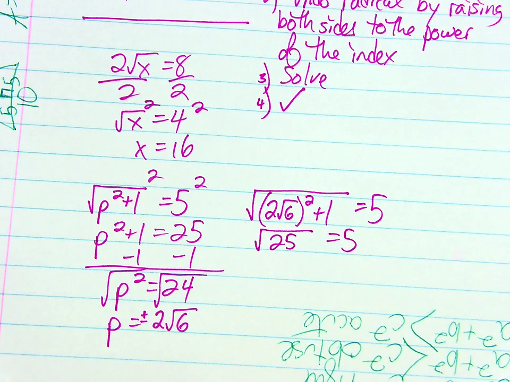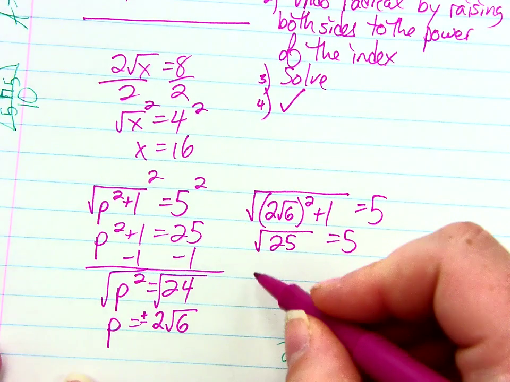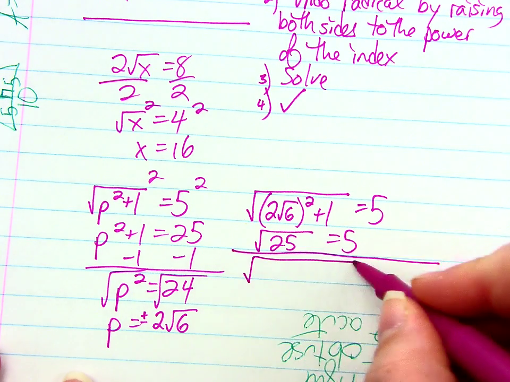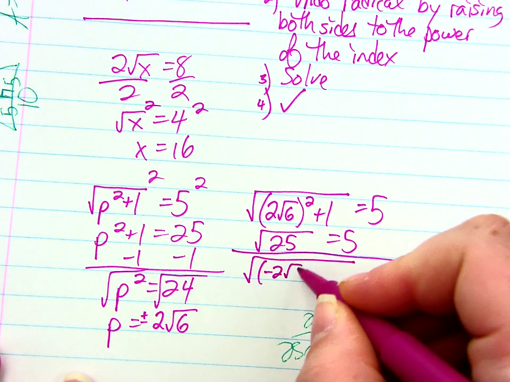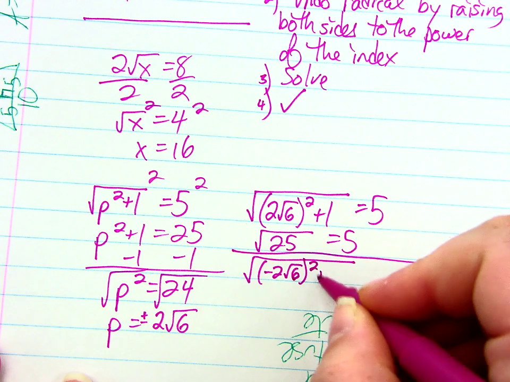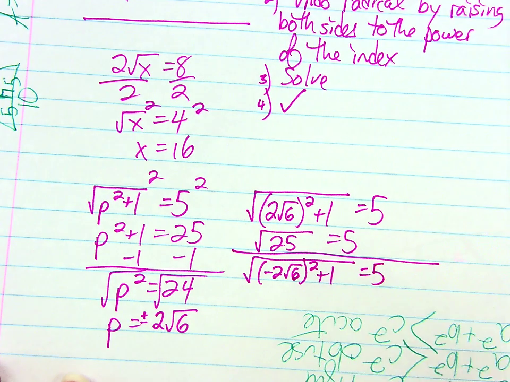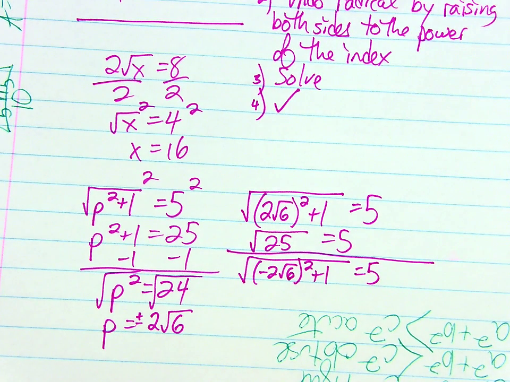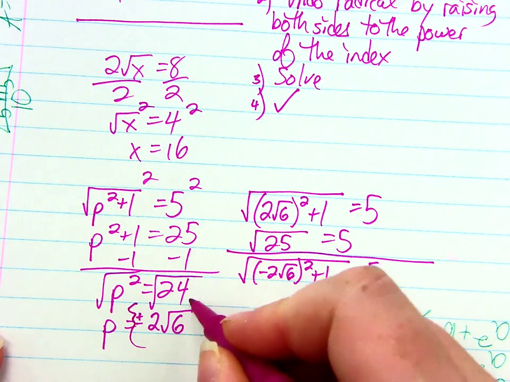Now, I have to check negative 2 root 6 also. If I'm going to say that they're both answers, they both better work. So is this true when I check the negative? Is negative 2 root 6 squared plus 1, is that still going to come out to be 5 when I take the square root? Yeah, in this case it is. It's just fine because I'm squaring a negative number. So it comes out to be the same anyway. So they're both good answers.